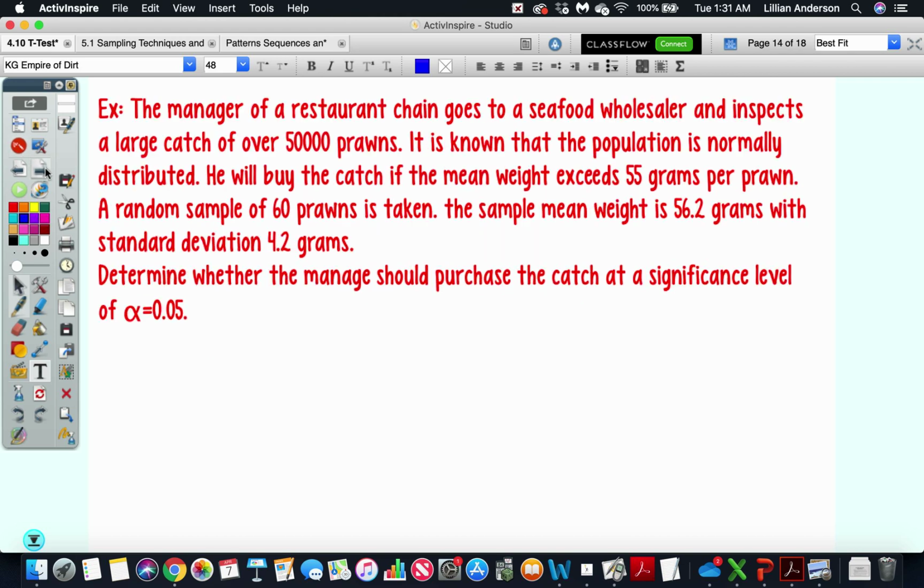So at this point, we're going to look at 2 examples of where we're actually going to perform a t-test, and we're going to determine whether or not to accept or reject the null for these 2 different situations.